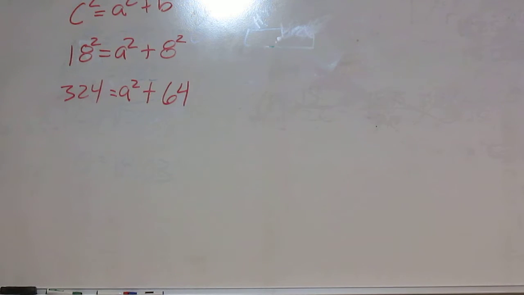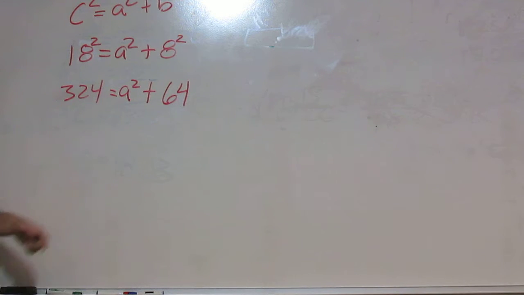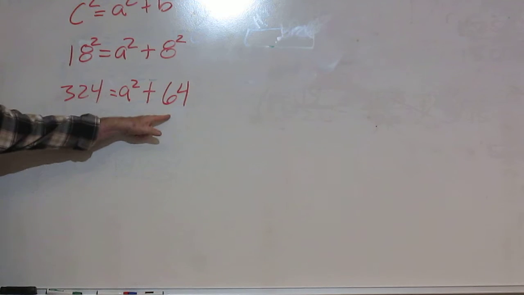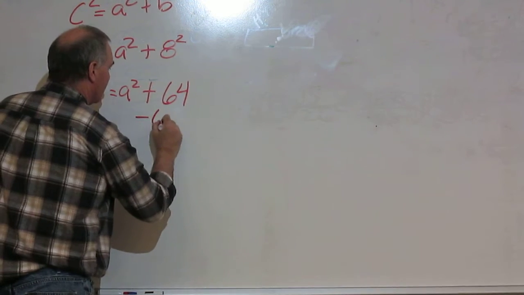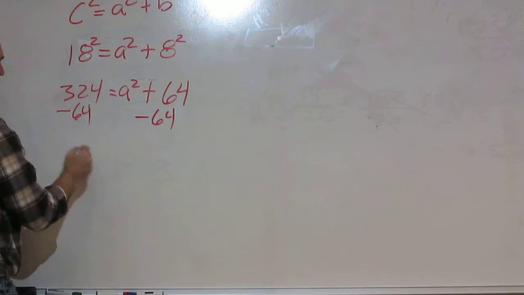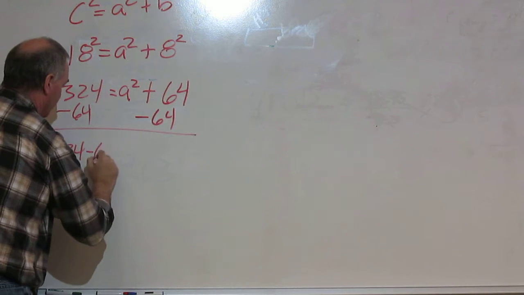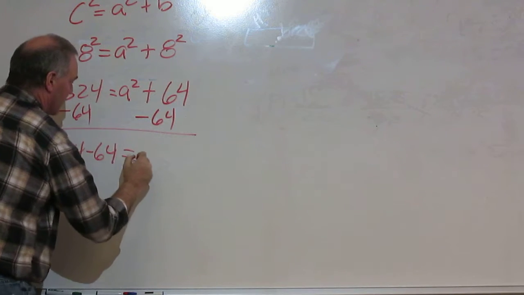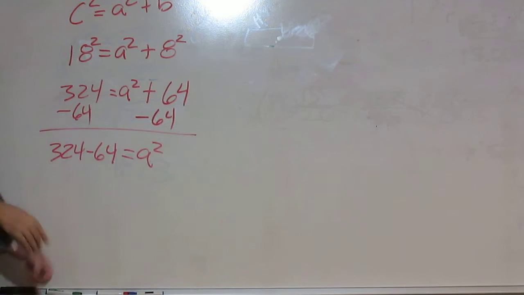Now, when I've got an equation like this, everything is an individual term. Therefore, I'm using plus minus to move stuff around. I need to move the 64 over to this side. So what I'm going to do is subtract 64 from this side of the equation. I'm also going to subtract 64 from this side. Let me rewrite that as 324 minus 64 is equal to A squared, because 64 minus 64 is equal to 0, correct?